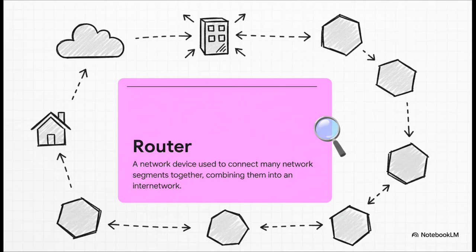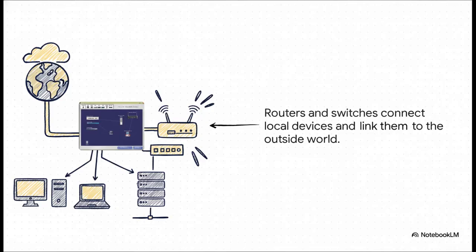And here's how it all fits together beautifully. The switch, that's the heart of your local network. It handles all the internal conversations. The router, well, that's your gateway to the outside world, connecting your entire local group to the internet. They've got totally different jobs, but they work together as a team to make it all happen.